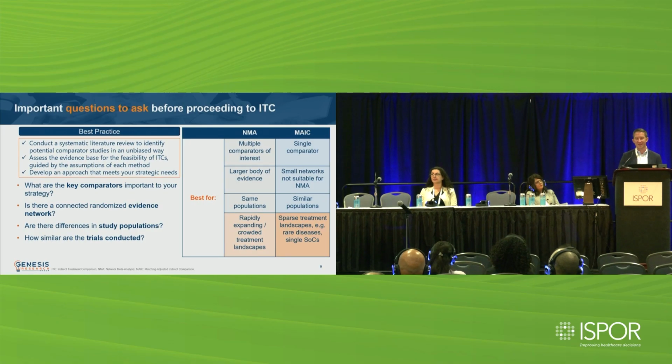In a general framework, for my best recommended guidance, NMAs are great for multiple comparators of interest when you have a large body of connected randomized evidence in populations that meet those criteria that I talked about, right? So if you have a lot of variation in your populations, you're going to introduce that error in the conclusions. So typically these are rapidly expanding or crowded treatment landscapes.